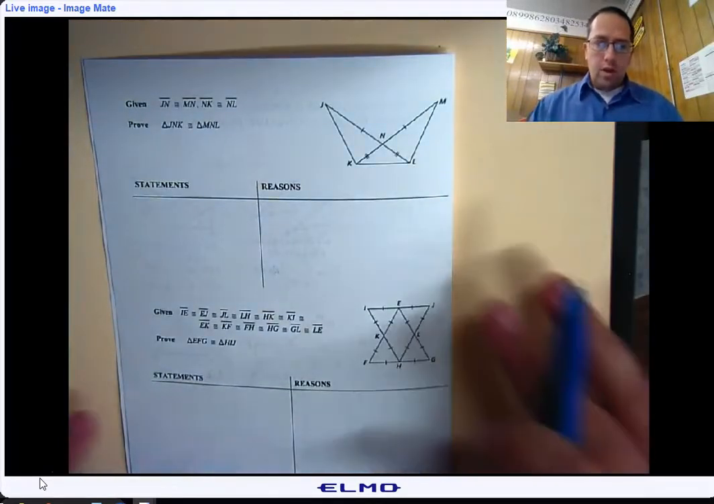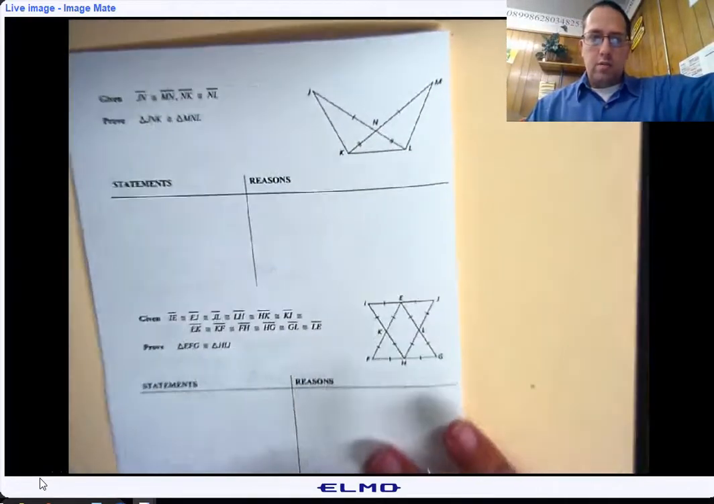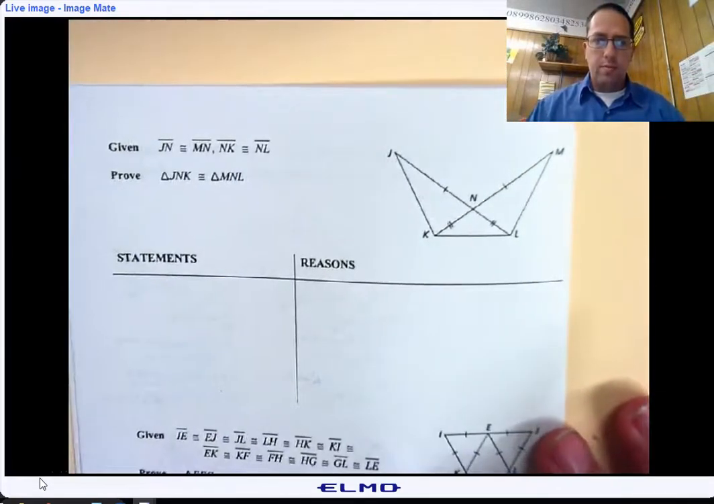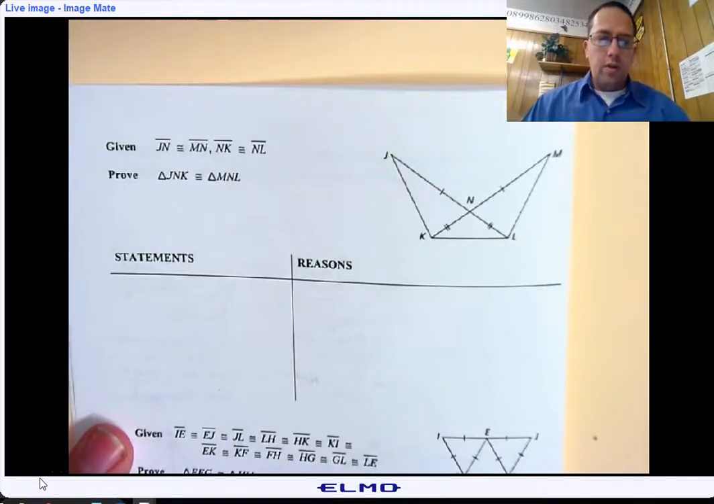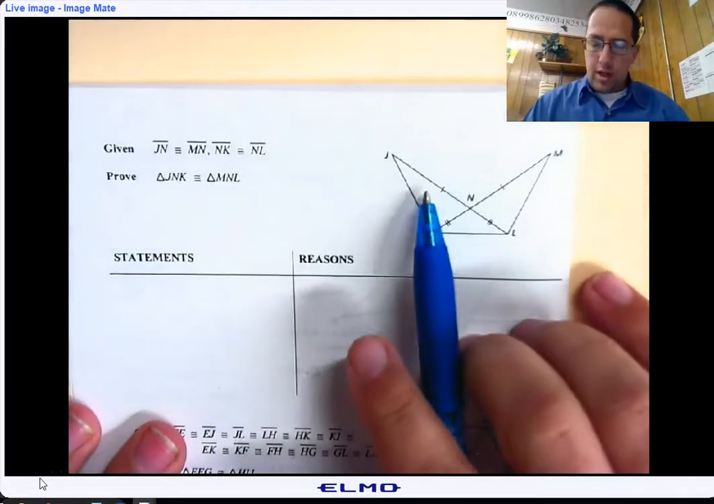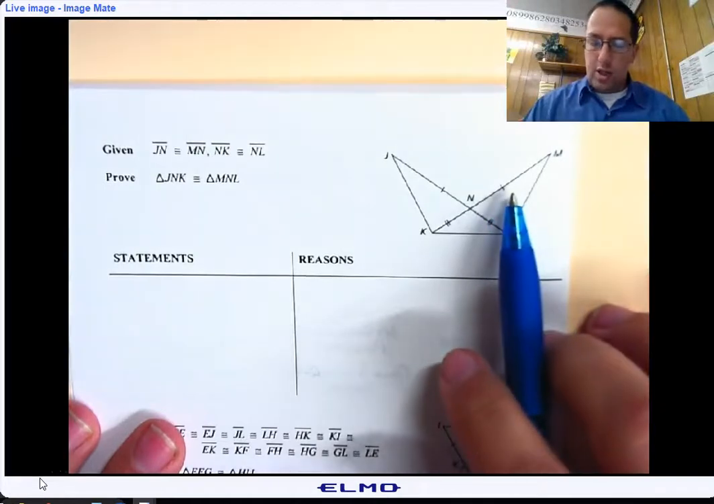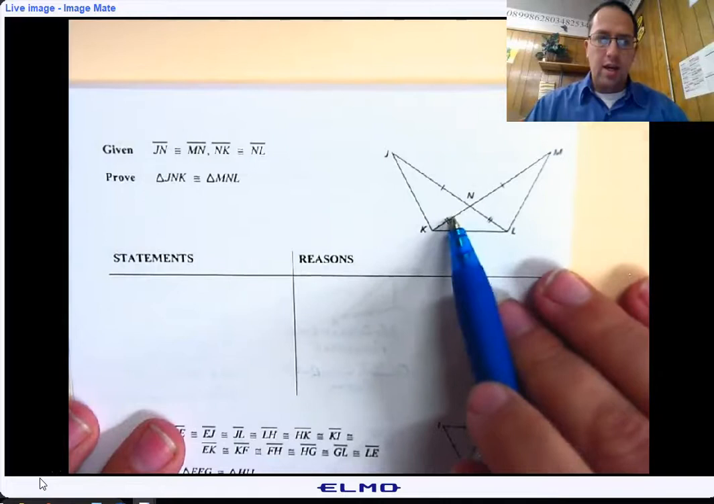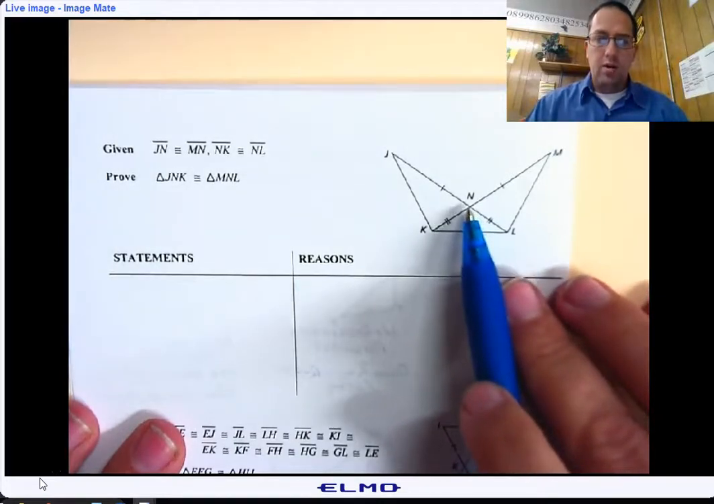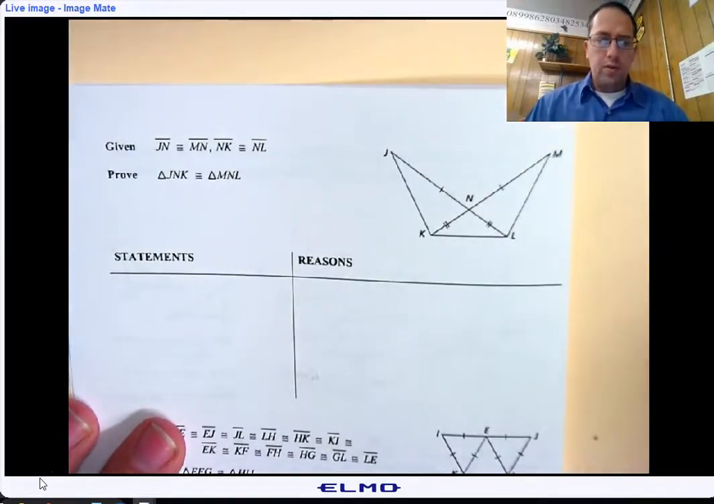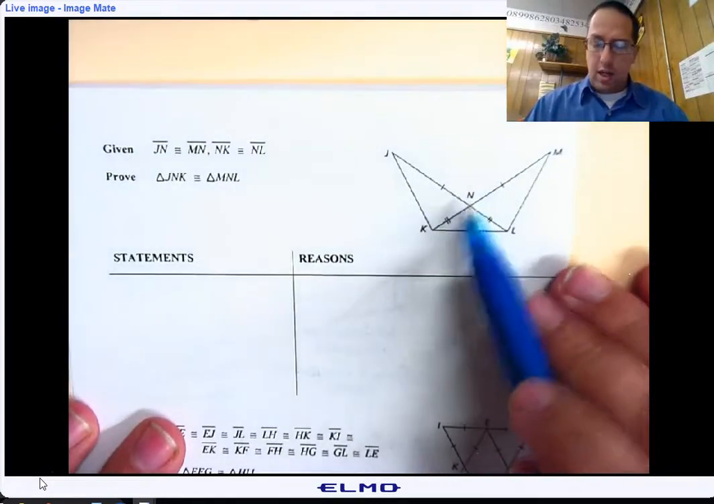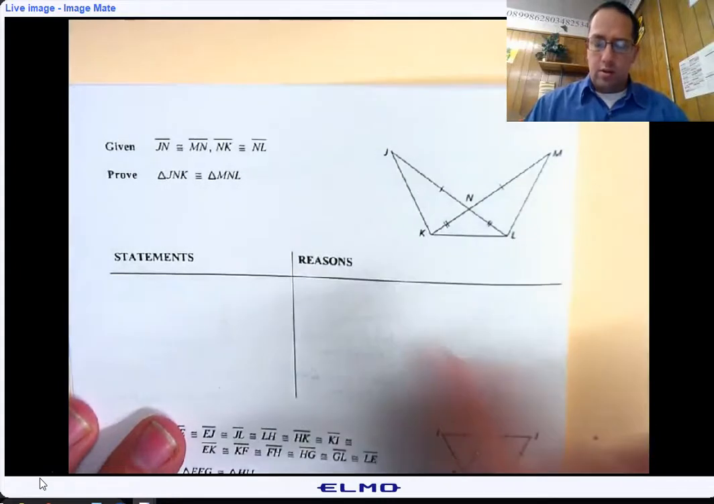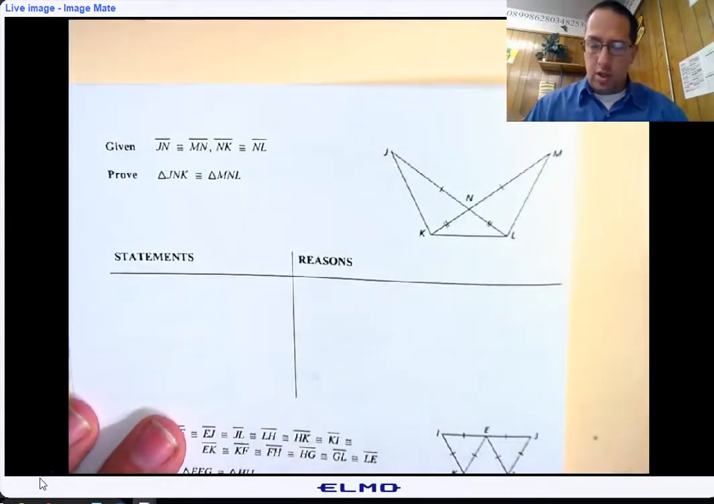So here we go. Let's zoom in a little bit so we can see. There we go. We are given that segment JN is congruent to segment MN. We are given that segment NK is congruent to segment NL. We want to prove that triangle JNK is congruent to triangle MNL. So we're looking at these two triangles here.